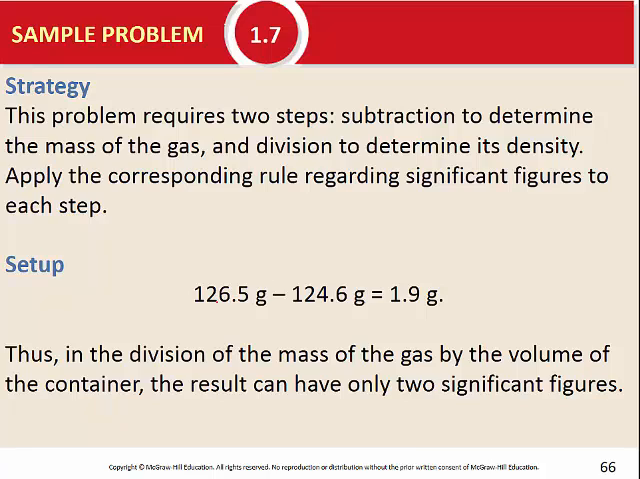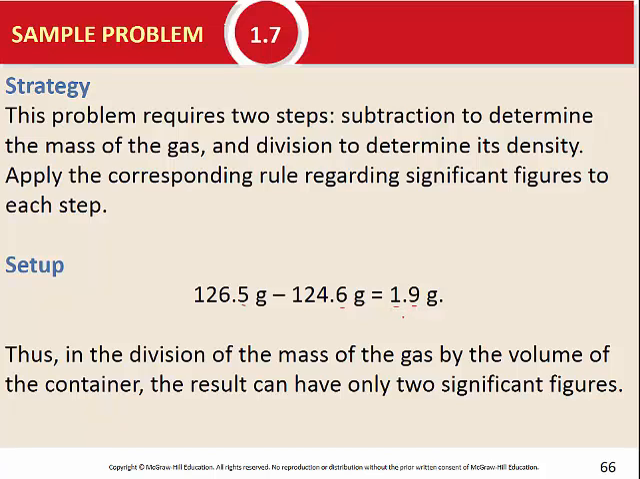So let's do the subtraction first. 126.5 minus 124.6 gives us 1.9. Now we have one decimal place and one decimal place, so our final answer needs just one decimal place, 1.9. Now I would keep extra digits here if I needed them. I don't need them, but take note now that this number has two significant figures.